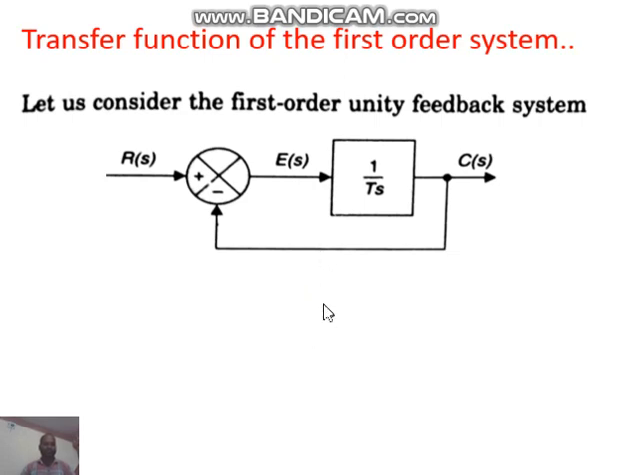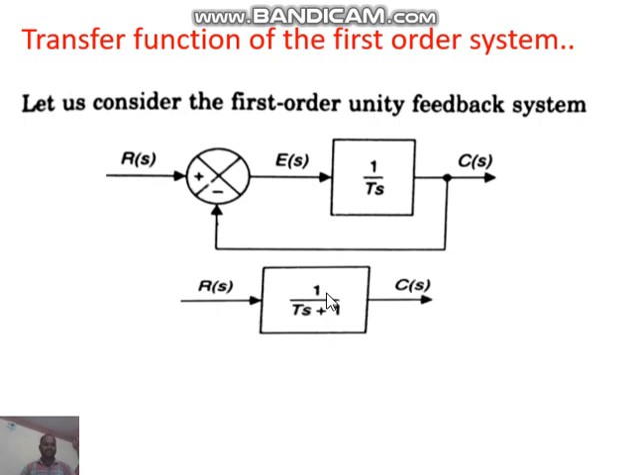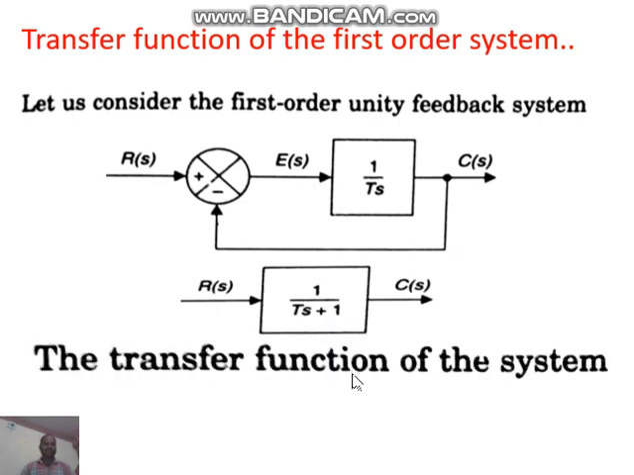Therefore, by applying these two parameters, we can calculate the transfer function of a first order system. The transfer function of the first order system is 1 by 1 plus Ts. So this is the first order system transfer function. C of S by R of S is equal to 1 by 1 plus Ts, otherwise 1 by Ts plus 1.